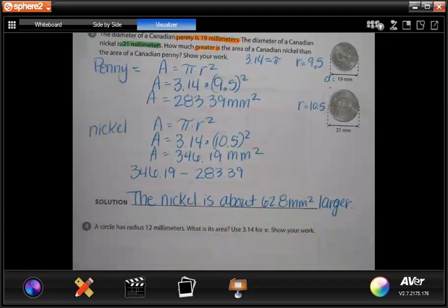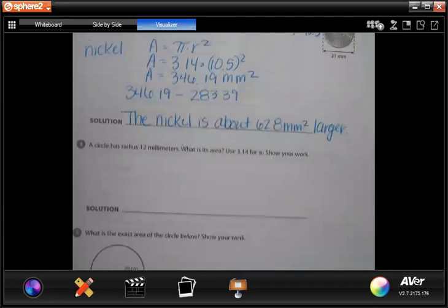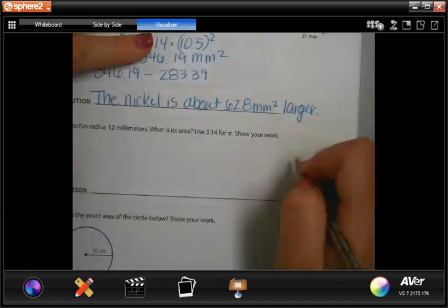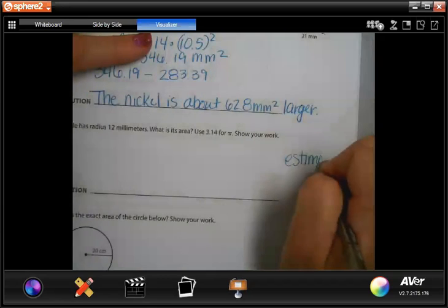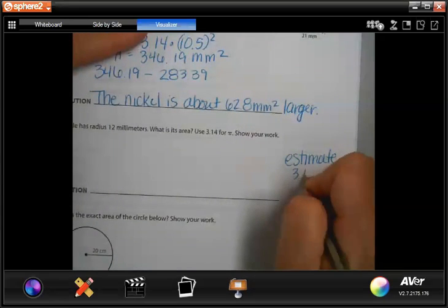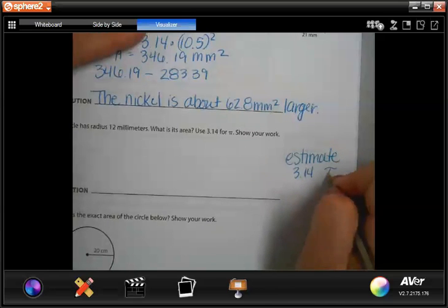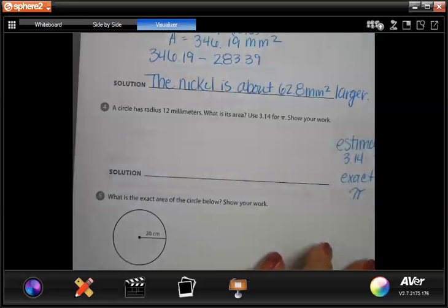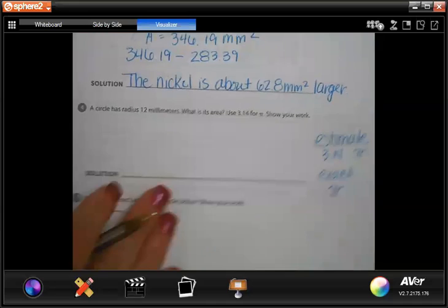Just one thing, don't forget, as you guys are doing your assignment tonight, if your problem says find the estimate of the area, that's when you put in 3.14 for pi. If it says exact, that means you're going to leave pi as the pi symbol. So just don't forget that part.